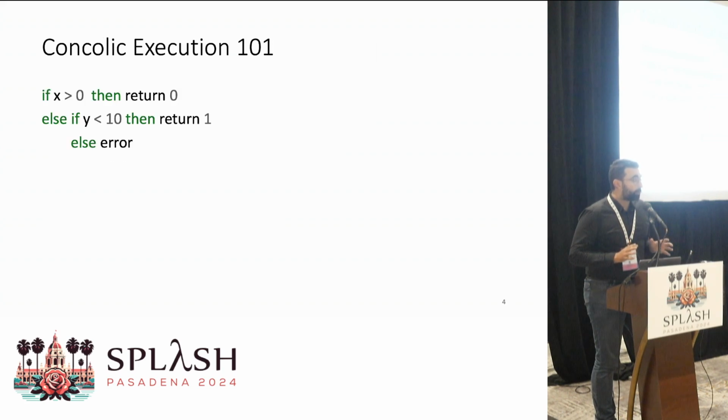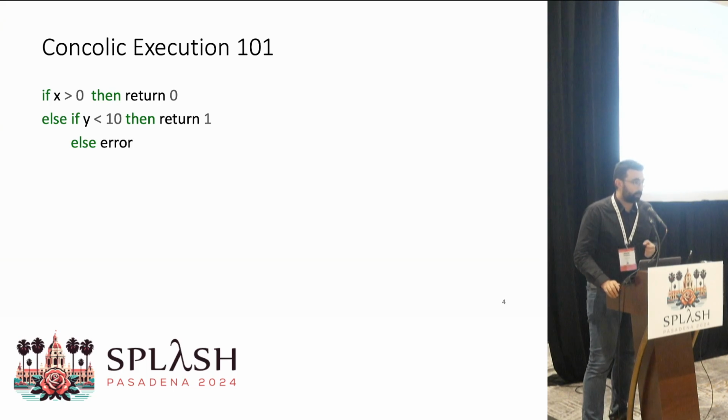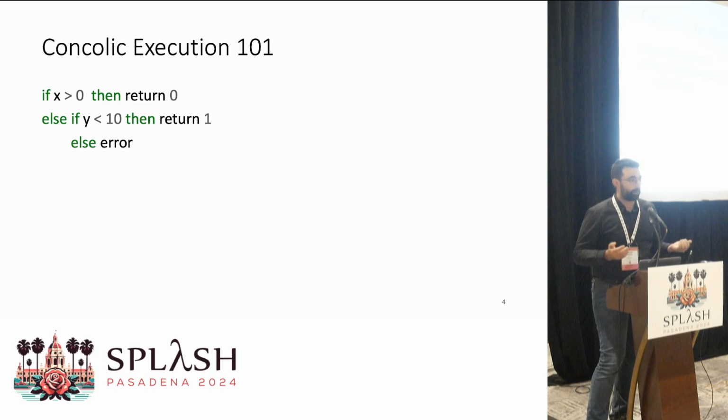I'm not going to go too deep into the technical details, but to give you a glimpse of how this approach works, let me explain what concolic execution is on a very small and simple example program. In this program, it's doing something very basic. You just assume you have two variables, x and y. If x is greater than 0, you return 0. Otherwise, if y is smaller than 10, you return 1. And otherwise, you might have an error.